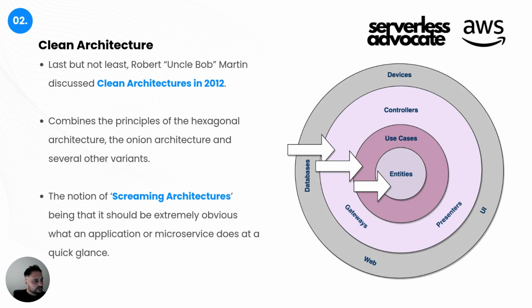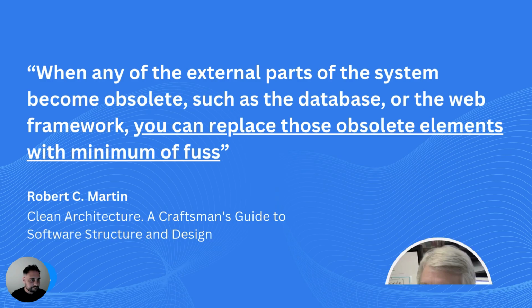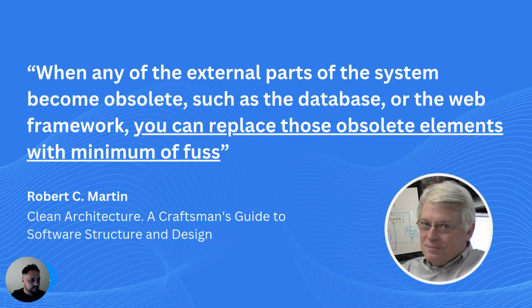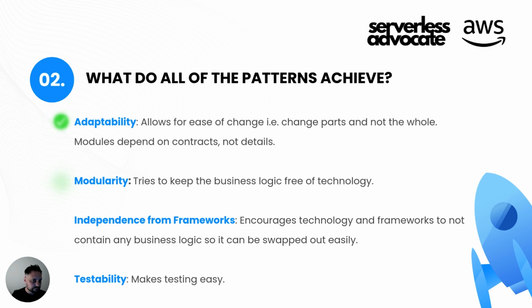One thing I love is this notion of screaming architectures that he came up with. It should be extremely obvious when you look at an application or microservice what it actually does. And one of his quotes, which I love, is: when any of the external parts of the system become obsolete, such as a database or a web framework, you can replace those obsolete elements with minimum of fuss.